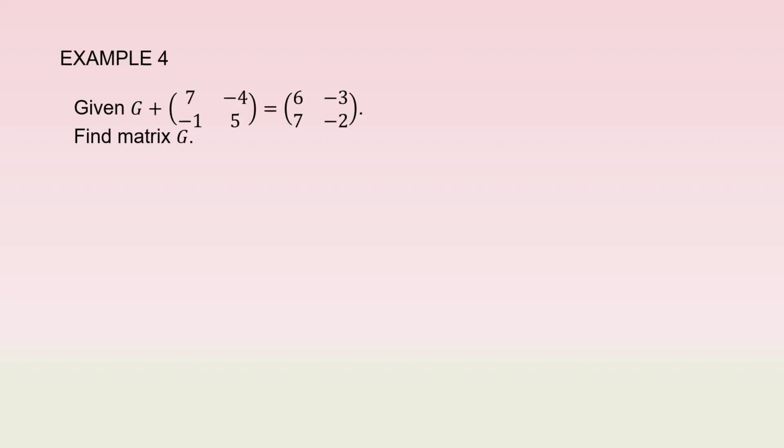Another example, in which the question asks you to find the matrix G. Given that matrix G plus another matrix 7, negative 4, negative 1, 5 is equal to matrix 6, negative 3, 7, negative 2. Macam algebra lah, kita nak dapat G. So what are we going to do? To get G, we will do matrix 6, negative 3, 7, negative 2, minus, because here is plus. When we move to the right side, to eliminate that matrix on the left side, it will be minus 7, negative 4, negative 1, 5.